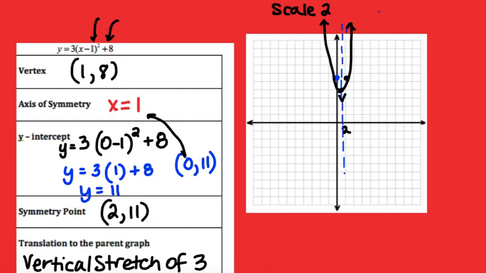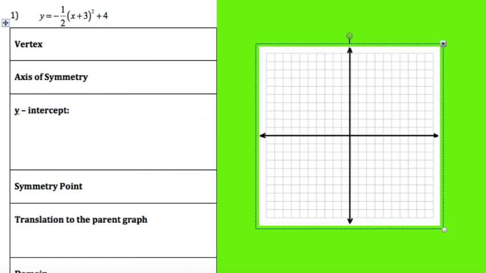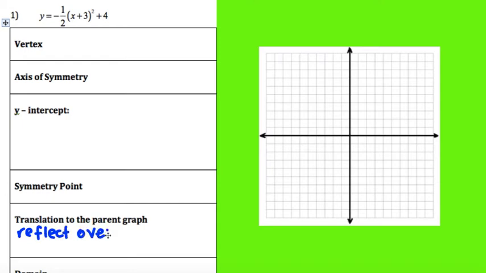All right, let's try one more, okay? All right, so this one's a little bit different. I have a negative in front of it, so I already know it's going to reflect over the x-axis. I'm actually going to write that down for myself. I see that a is 1/2, the absolute value is 1/2, so then I know that it's going to be a shrink. So a vertical shrink of 1/2, which means it's going to be wider than the parent function, and that it's moving to the left 3 and up 4.